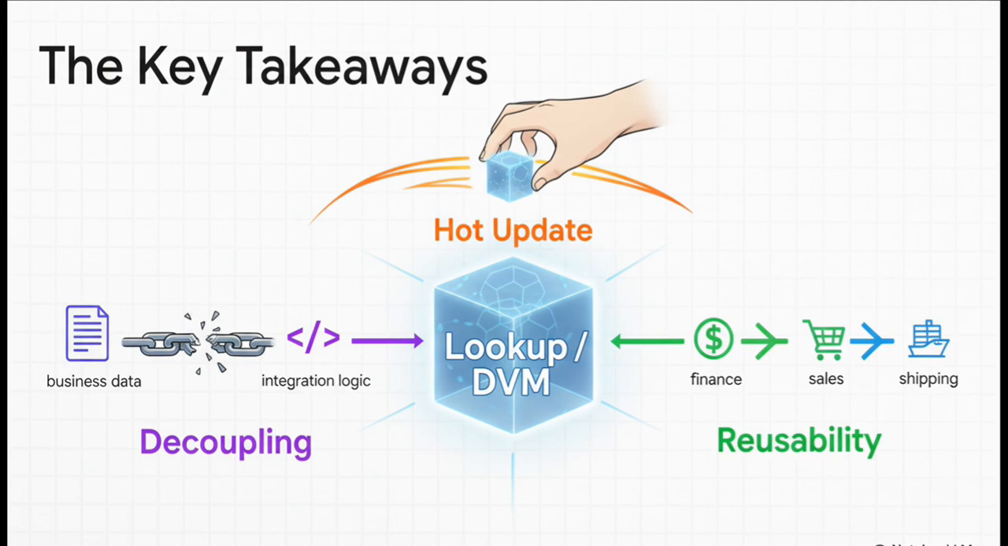So the key point, the thing to really take away here, is this. Lookups give you 3 massive wins. First, you decouple your business data from your integration logic. They're no longer tangled together. Second, you can make hot updates to that data without ever touching your code. And third, that one currency map we made can be reused by your finance apps, your sales apps, your shipping apps, ensuring total consistency across the board.